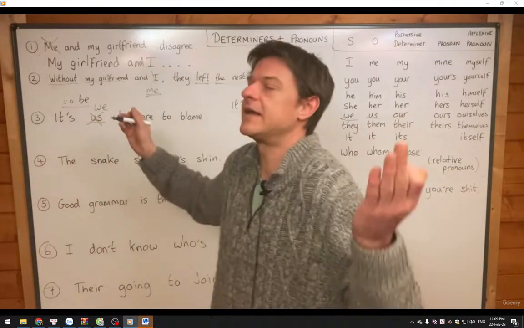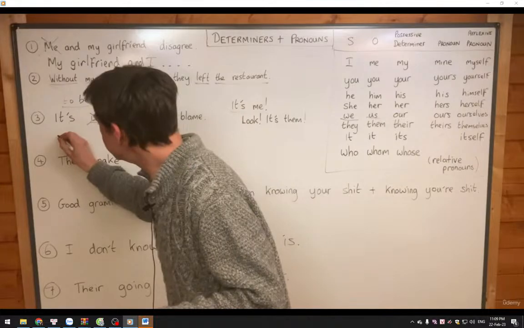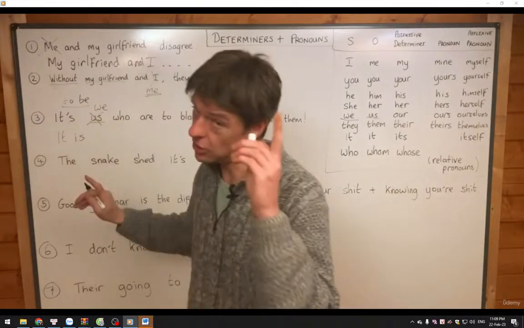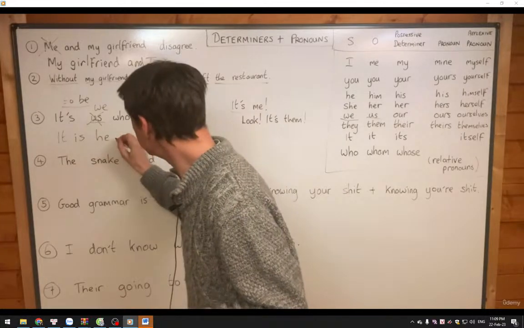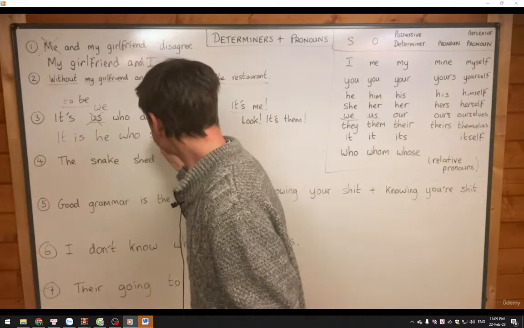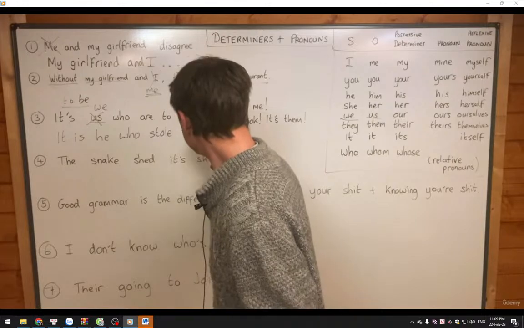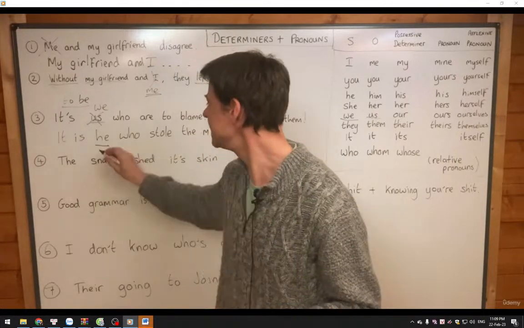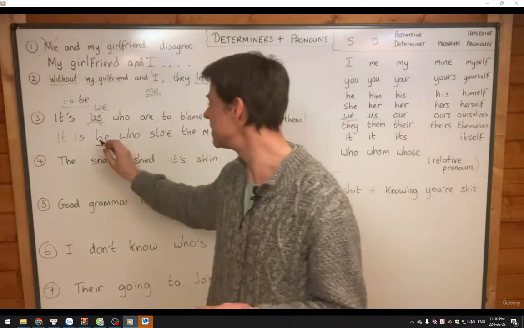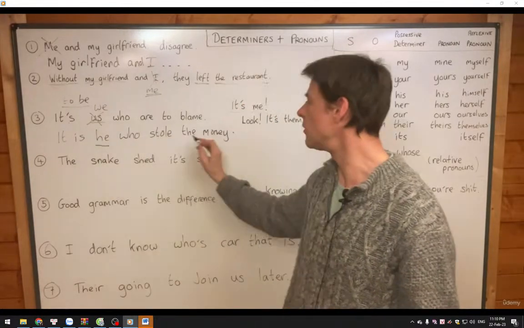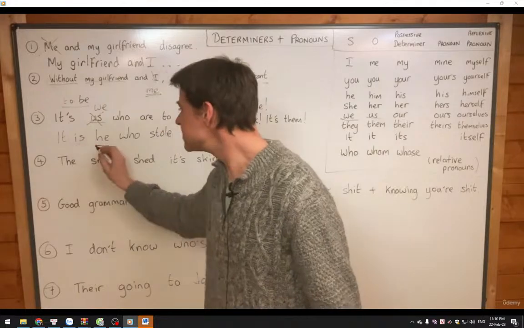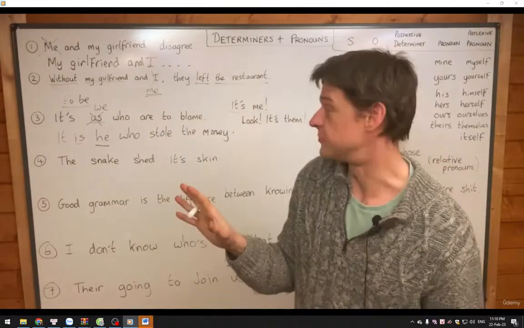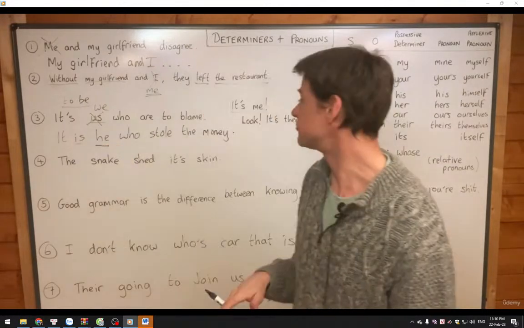It's the same if we take a slightly different sentence: "It is he who stole the money." Let's split it up this time. It is he, not him. It is he who stole the money. It really must be "he," and it becomes more obvious here because "he" is the subject of "stole." He stole the money. So after the verb to be, you shouldn't actually use an object pronoun. You should use a subject pronoun.